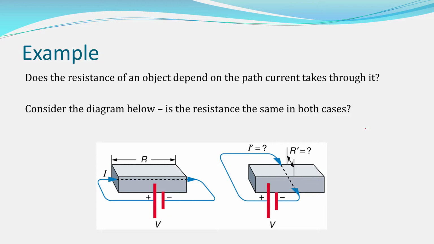So looking at the diagrams in front of you, do you think that the current will be higher in this one, in A, or in B? Or do you think that the current that flows through the circuit will be the same in both cases? Have a think about that, and then we'll move on.